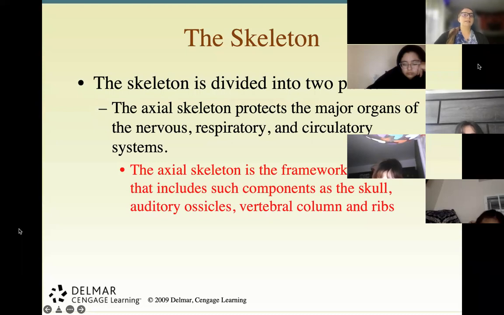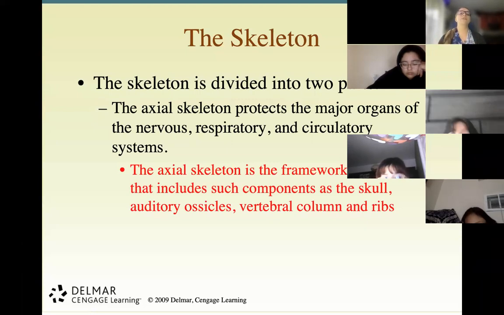Okay, now looking at the skeleton itself, I'm going to divide it into two different parts. So the axial skeleton, this is going to be what's protecting all of those major organs of the nervous, respiratory, and circulatory system. So guys, what are some organs that are in the nervous system? What organs are in the nervous system? Your brain. Brain, absolutely. What else?